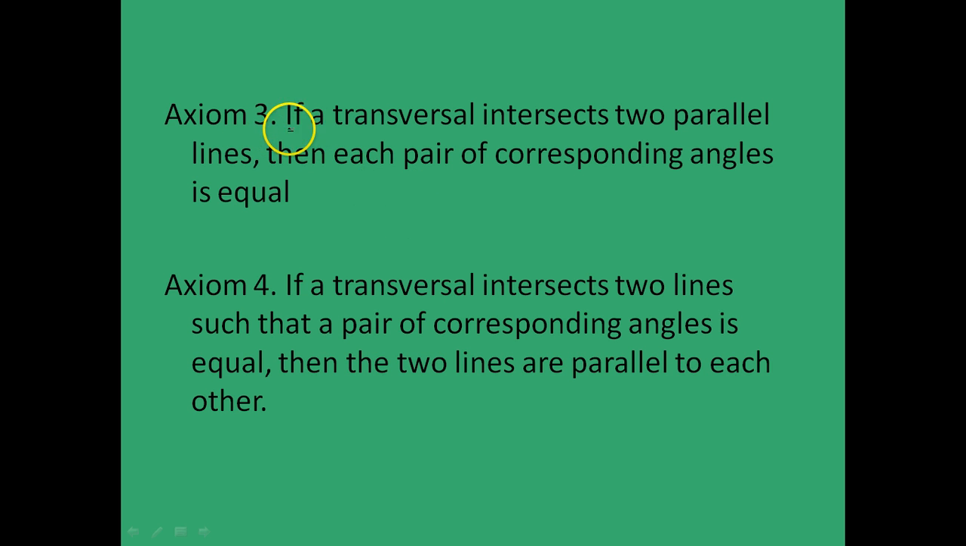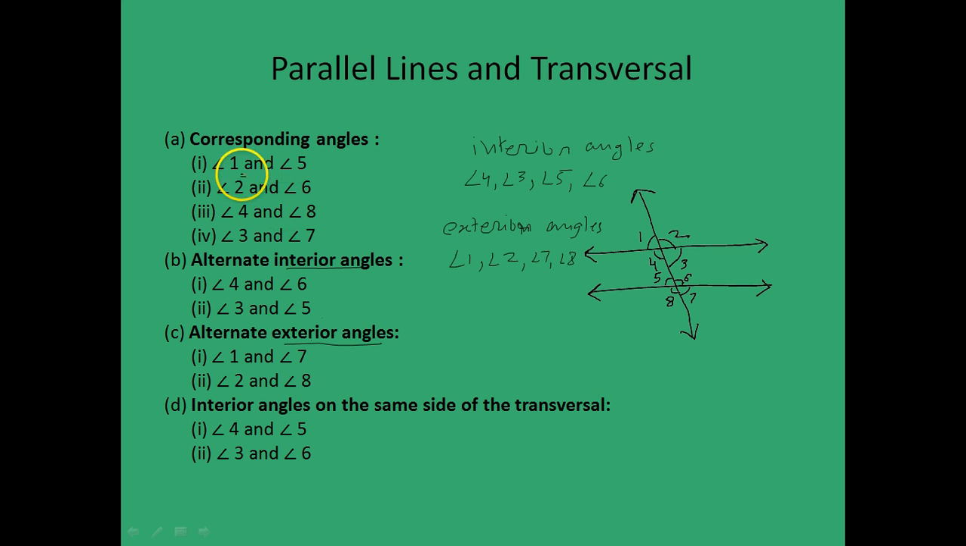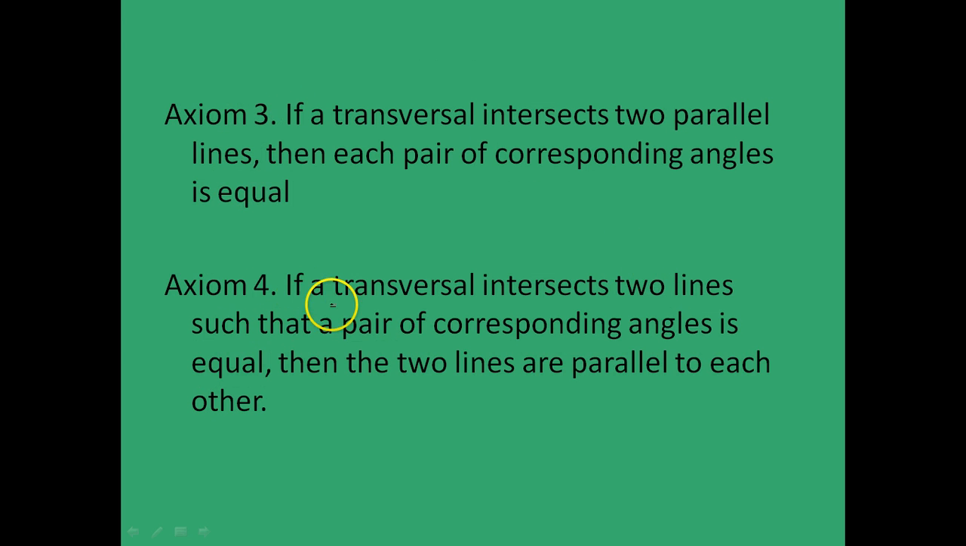Axiom number 3: if a transversal intersects two parallel lines, then each pair of corresponding angles is equal. That is to say, angle 1 is equal to angle 5, angle 2 is equal to angle 6, angle 4 is equal to angle 8, and angle 3 is equal to angle 7. Next axiom is, if a transversal intersects two lines such that a pair of corresponding angles is equal, then the two lines are parallel to each other. Basically, axiom 4 is the converse of axiom 3.